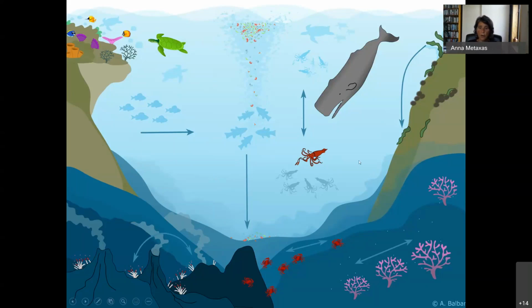So each one of those arrows is indicating those connections that I was talking about. And so we can think about, if we lose some of those arrows, if we're trying to protect the ocean, if we don't protect some of those arrows, we may actually lose some important habitats that we're not thinking about.